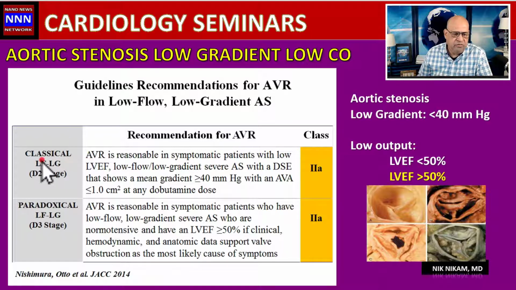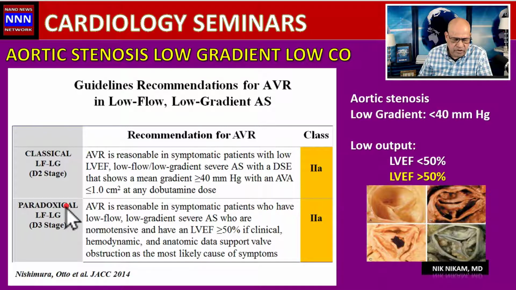Classical low flow, low gradient is reasonable in symptomatic patients with low ejection fraction, low gradient, severe aortic stenosis, if the dobutamine stress increases the gradient to more than 40 millimeters with aortic valve area of less than 2 centimeters, and we already talked about that one.